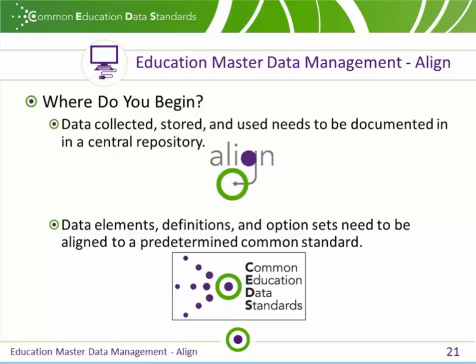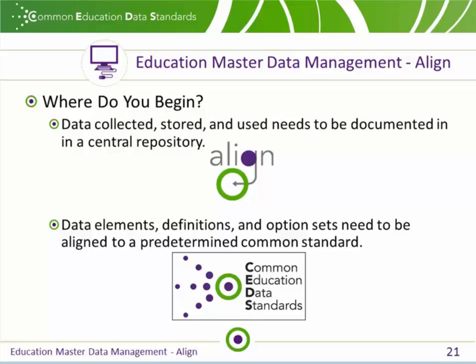CEDS offers a free online tool that provides a location where your data dictionary, your elements, your definitions, your option sets can be stored along with metadata about those elements such as the database and the table names. And then with CEDS, you also have a common standard, a common vocabulary that contains definitions and option sets to align to. And with the Align tool, you can then compare the various different collections that you have and the data stores with each other to come up with a single source of truth.